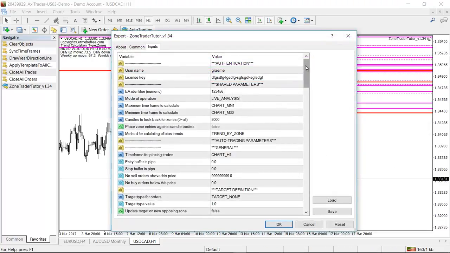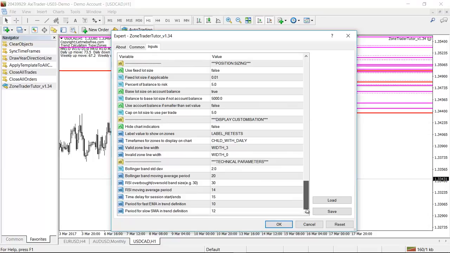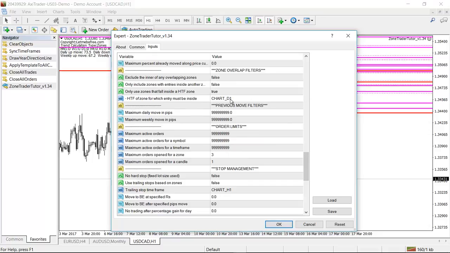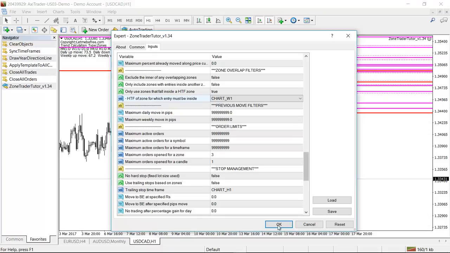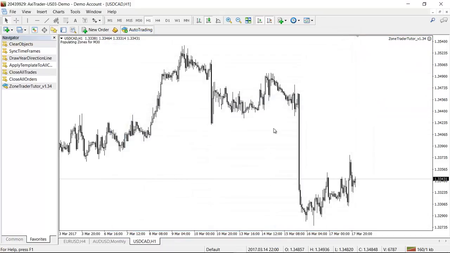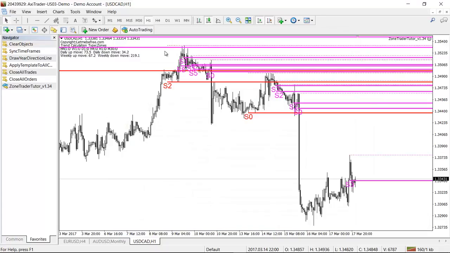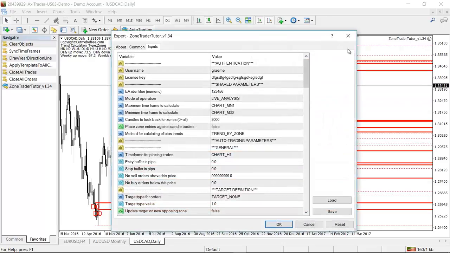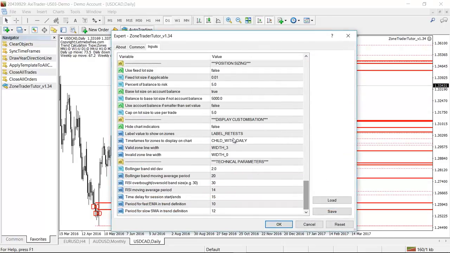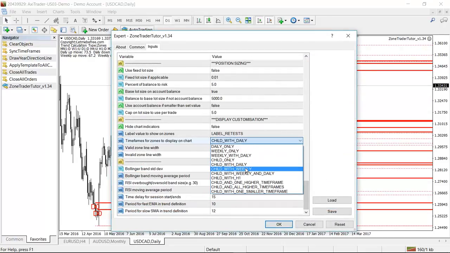Similarly, if we only wanted daily zones that fell inside a weekly zone, we could change it to weekly. We only want zones that fall inside a weekly zone. So we go to daily here, and we're going to have to display the weekly ones so I can demonstrate what we need. So child with weekly.